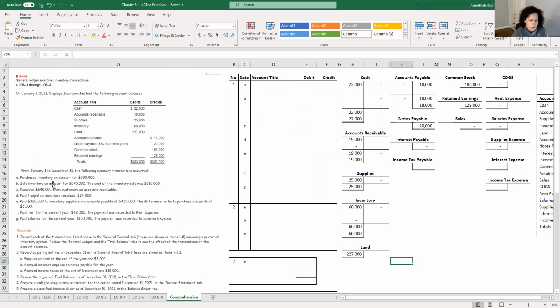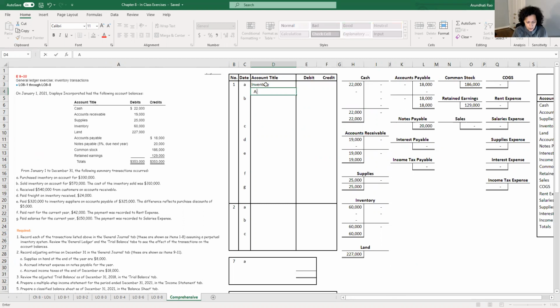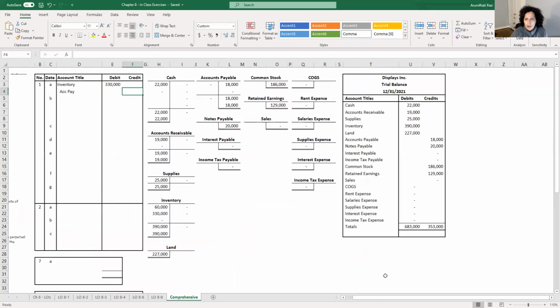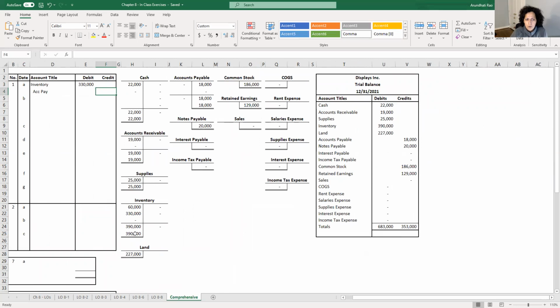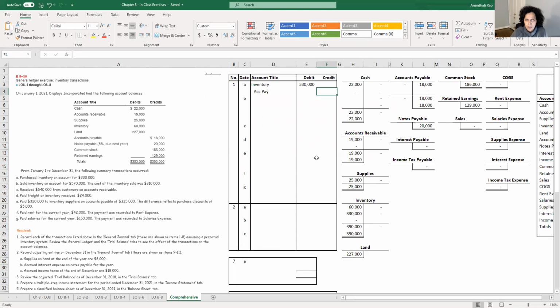We purchased inventory on account for $330,000. Remember, we are using the perpetual inventory system. So our journal entry is going to be inventory debit and accounts payable credit. And the amount was $330,000. As you notice over here, the minute I debited inventory, you saw the 330,000 populate over here, which also meant that the balance went up to 390,000, and you see that flow through over here. So we're not going to worry about that beyond this.